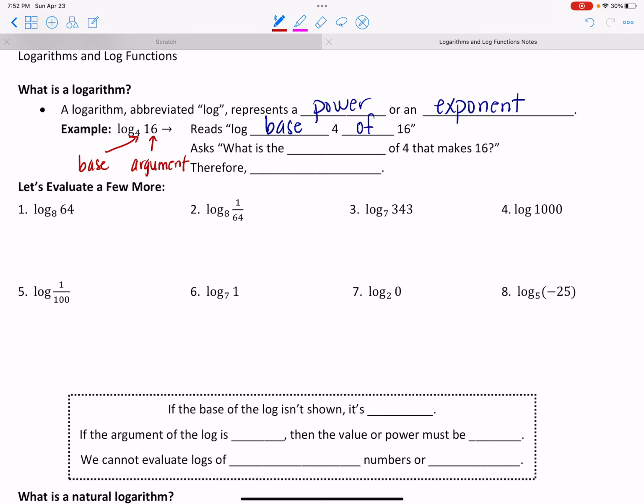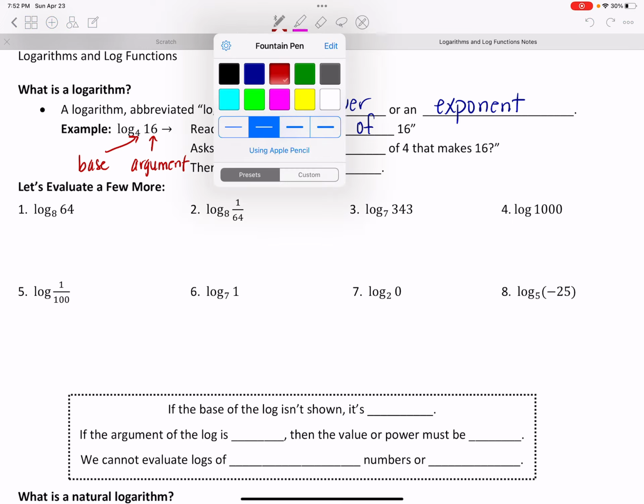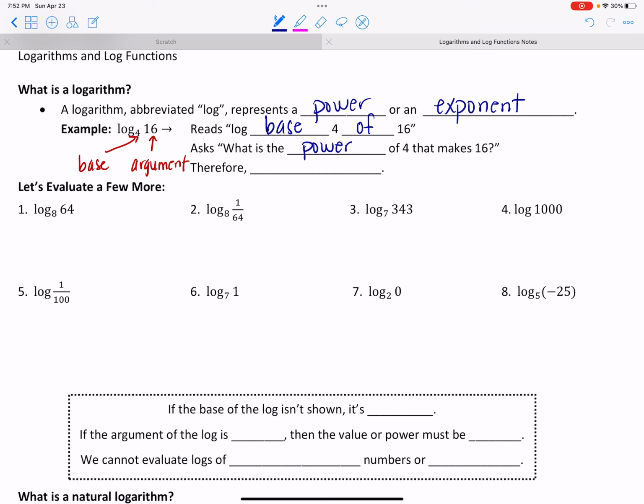Now what it's asking is for the exponent that connects that same base with the argument 16. So when you're reading log base 4 of 16, what you're asking yourself is, what is the power of 4, what is the exponent of 4, that would produce 16? So again, we're just looking for a power or an exponent, which means in this case our log expression is equal to 2, because the log base 4 of 16 is going to be equal to 2 because 2 is the power of 4 that produces the 16.